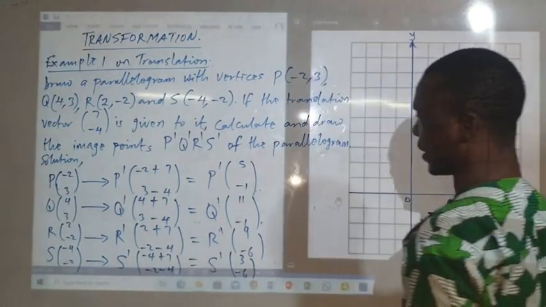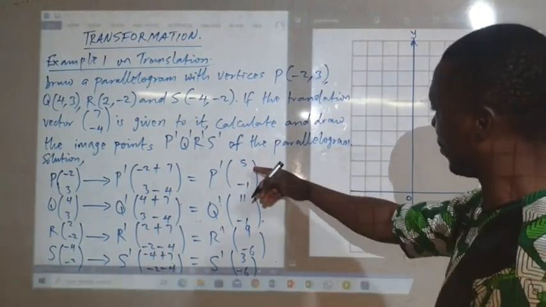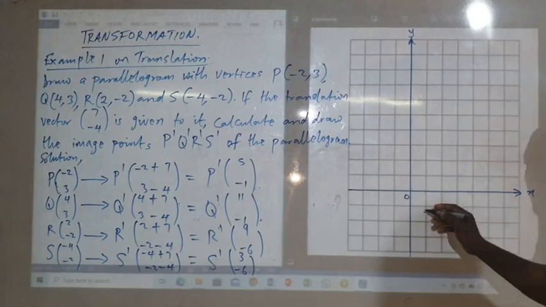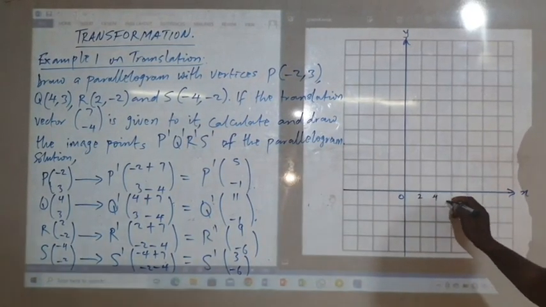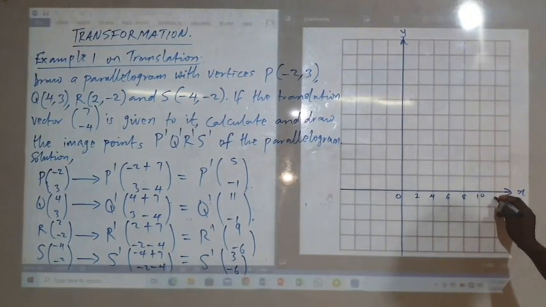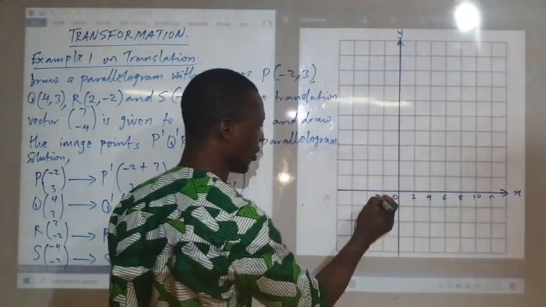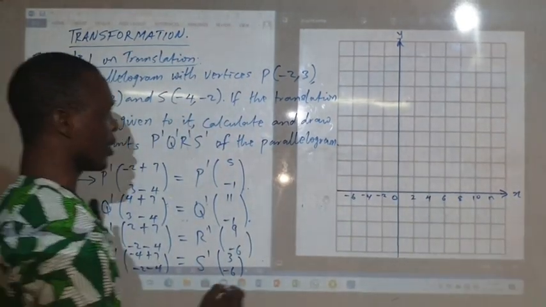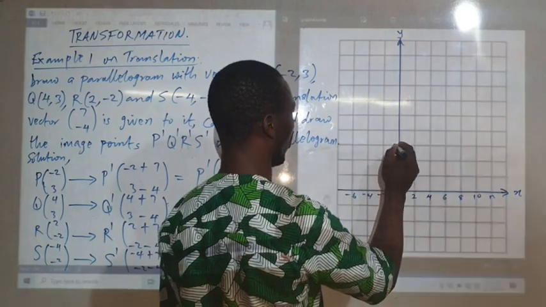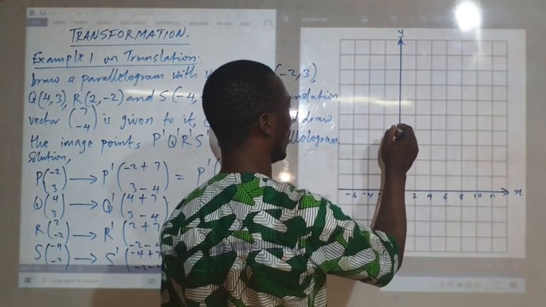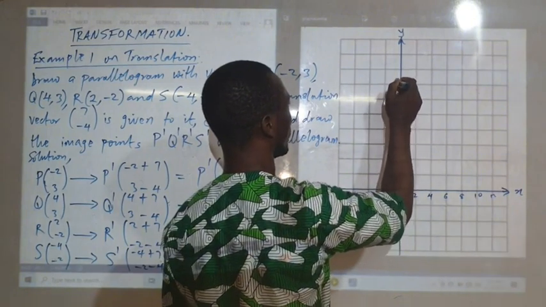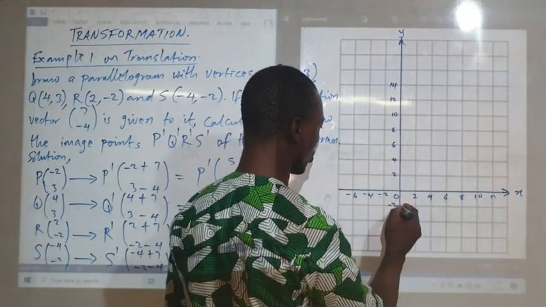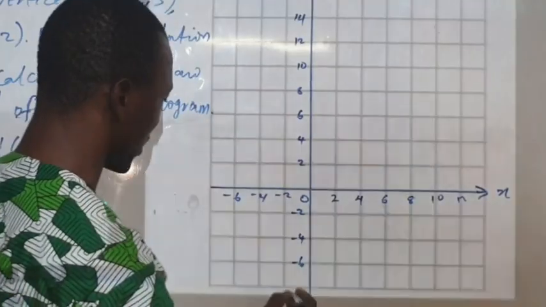For the positive x-axis, we have 5, 11. So let's just do 2. That is 1 box to represent 2 units. So 2, 4, 6, 8, 10, and 12. Then we have minus 2, minus 4, minus 6, and so on. Then for y-axis as well, let's do 2, 4, 6, 8, 10, 12, 14, and so on. Then for the negative y-axis, we have minus 2, minus 4, minus 6, minus 8.